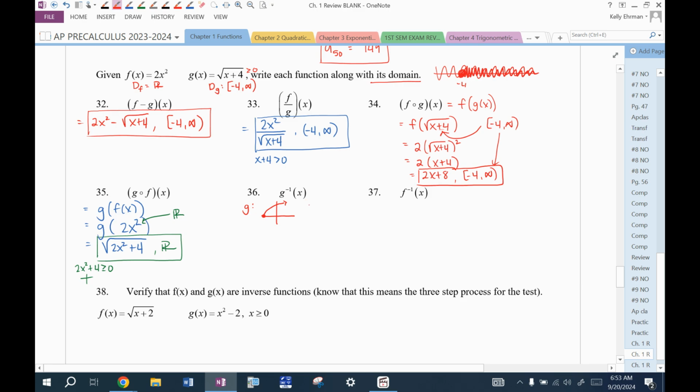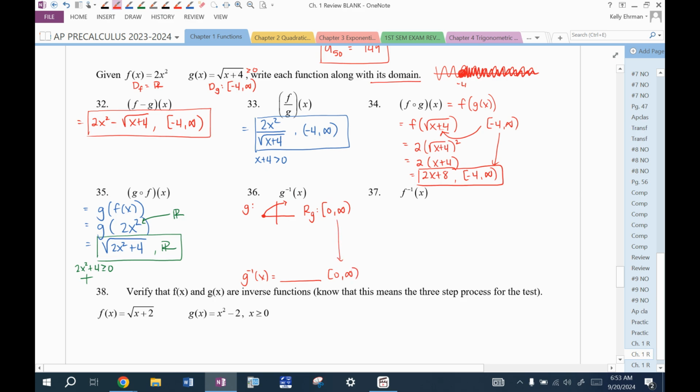And then the other nice thing about doing this is, remember, you need the range of g, which is 0 to infinity, to get the domain of your inverse function. So you could write it down right now. Okay, g inverse is going to be something, and its domain will be 0 to infinity. So you can do that right away.